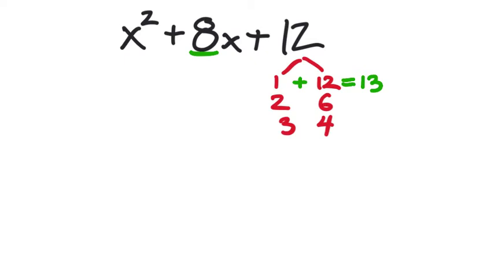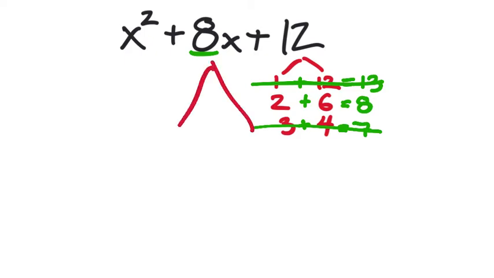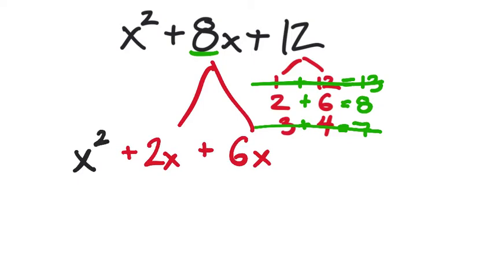Well, 13 clearly is not 8, so that's not going to work. So I'll try the next one, 2 plus 6, hey, that's 8 right there. And 3 plus 4 won't work, that's 7. So what this tells us is that the 8x, I could just split up between a 2x and a 6x, both of which are positive in this case. So what we have now is x squared plus 2x plus 6x plus 12, right?